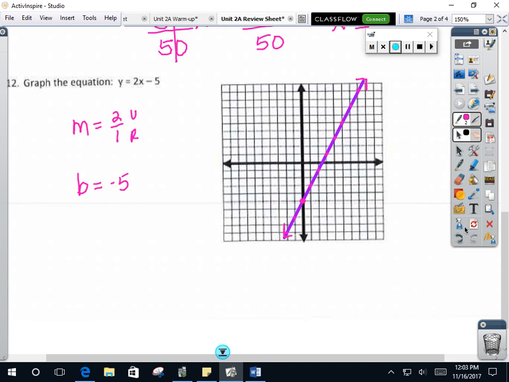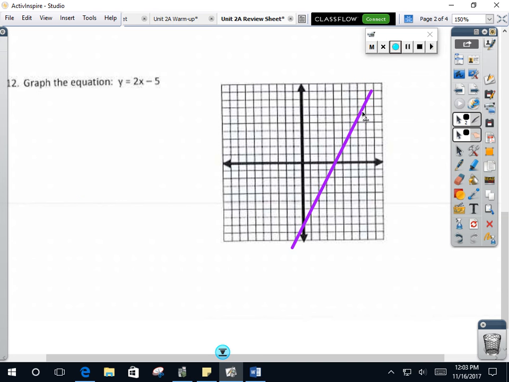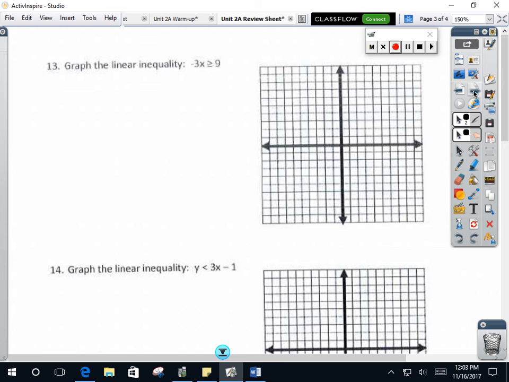Turn around and pay attention. Your test is tomorrow. Okay. And I showed you after the last test how similar the review sheet is to the test. So you need to pay attention.